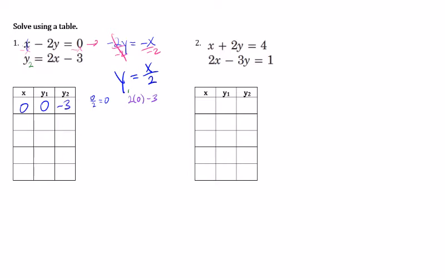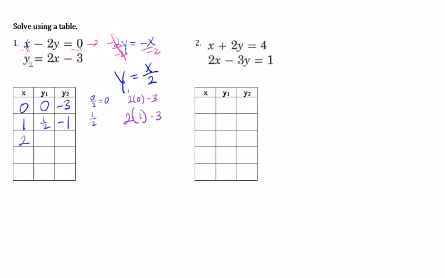Okay. All right. So those don't match up, right? We're looking to see when these match up, and that didn't happen. So we want to keep going. So we want to plug in 1. So then I'm going to do 1 over 2, which is 1/2. And then for the other function, I'll do 2 times 1 minus 3. So that's 2 minus 3, which is negative 1. So they don't match up yet.